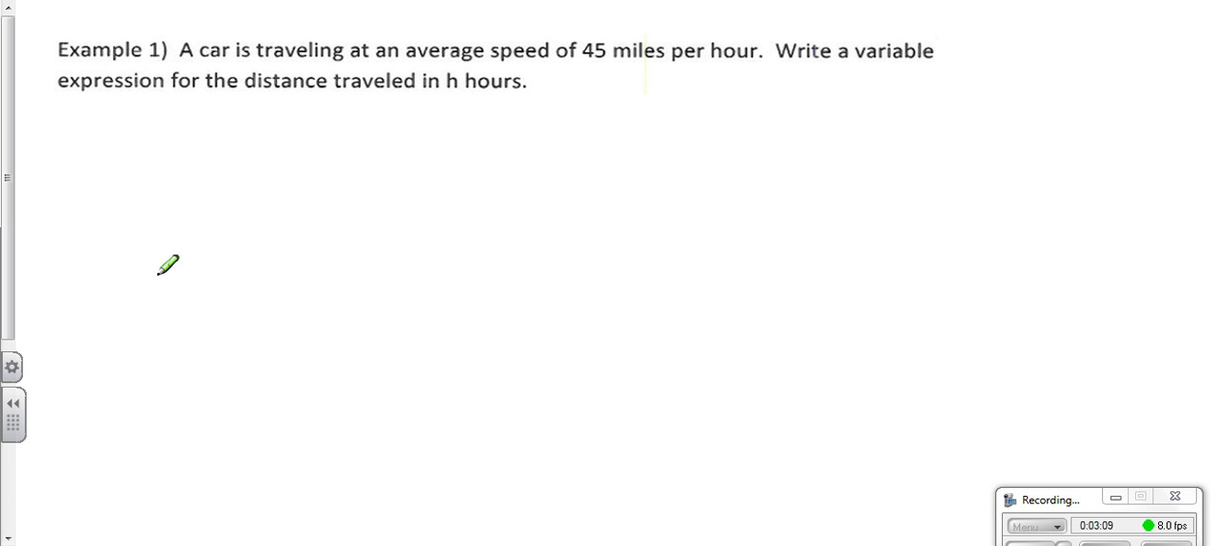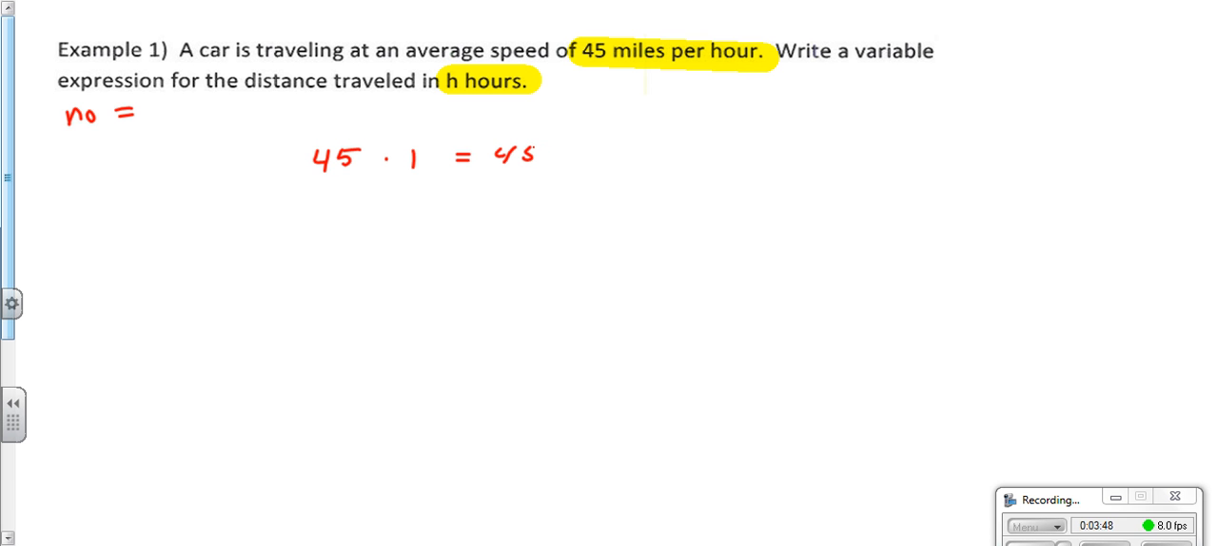Here we have an example as a car is traveling at an average speed of 45 miles per hour. Write a variable expression for the distance traveled in h hours. A variable expression, remember, a variable expression means no equal sign. So all they're looking for is an expression. So let's take a look at something that we would naturally do. If we have 45 miles per hour as an average speed, and I wanted to see how far we got in 1 hour, I would take it times 1.